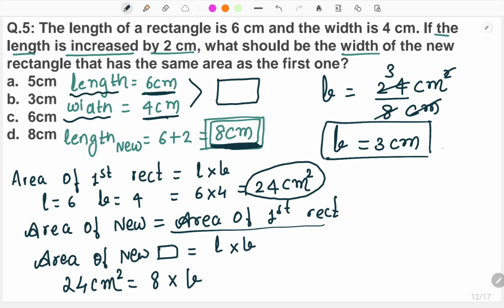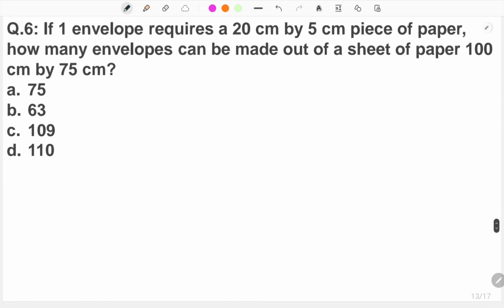So answer for this question is option number B. Okay, I hope you have got this. Moving ahead to the next question. If one envelope requires a 20 centimeter by 5 centimeter piece of paper, how many envelopes can be made out of a sheet of paper 100 centimeter by 75 centimeter?